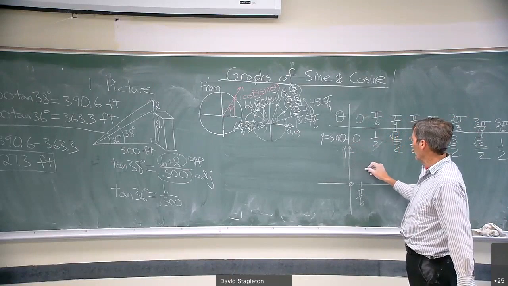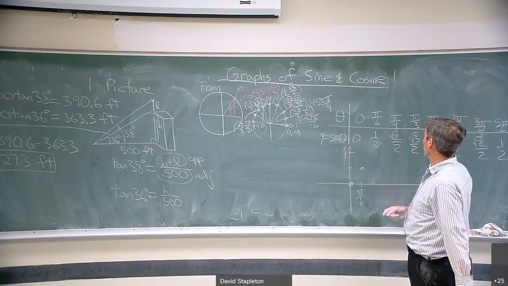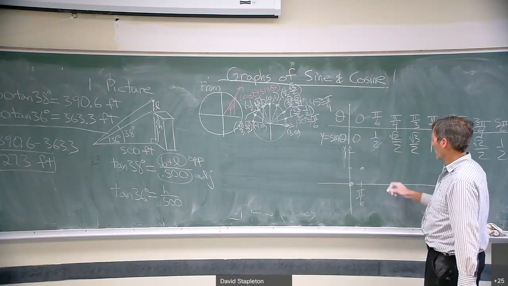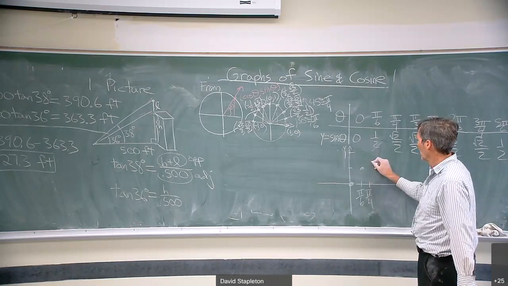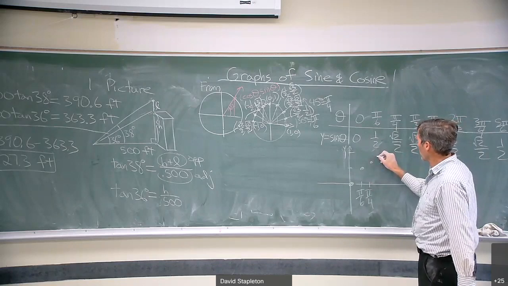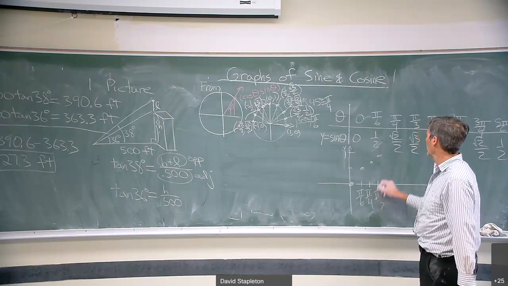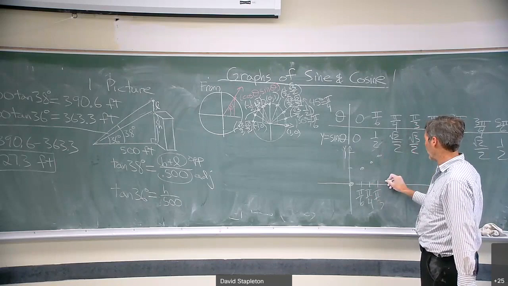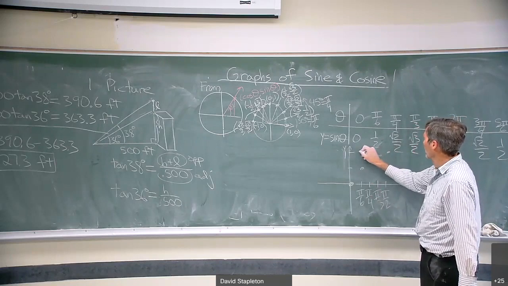So halfway up there would be about like this. Square root 2 over 2 is a little bigger, at pi over 4. Square root 3 over 2 is like 0.87, something like that. It's pretty close to 1 at this point. That'd be pi over 3. So I plot x equals pi over 3, y equals this. And at pi over 2, 90 degrees, I plot 1.